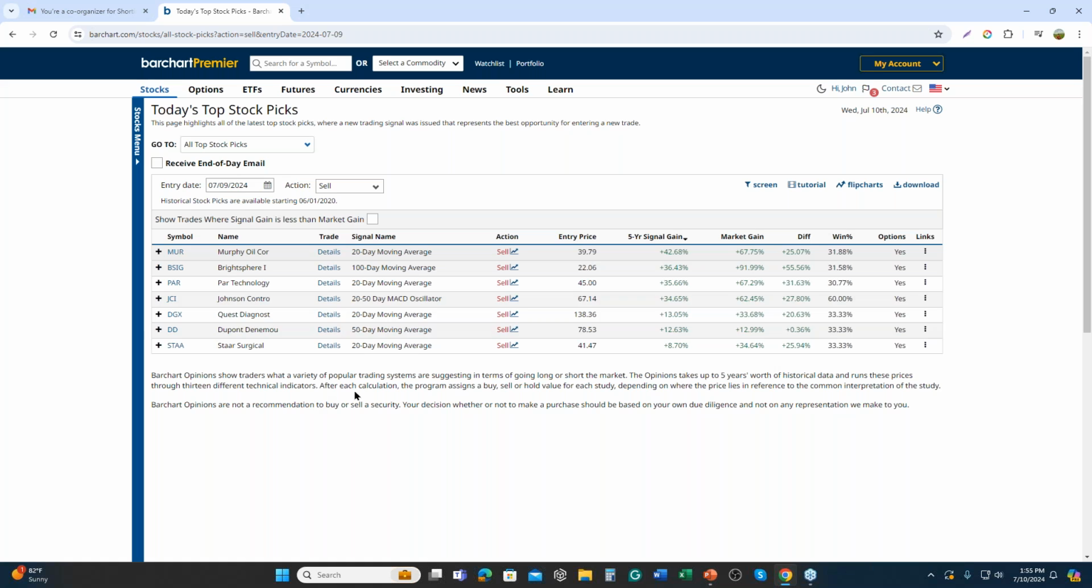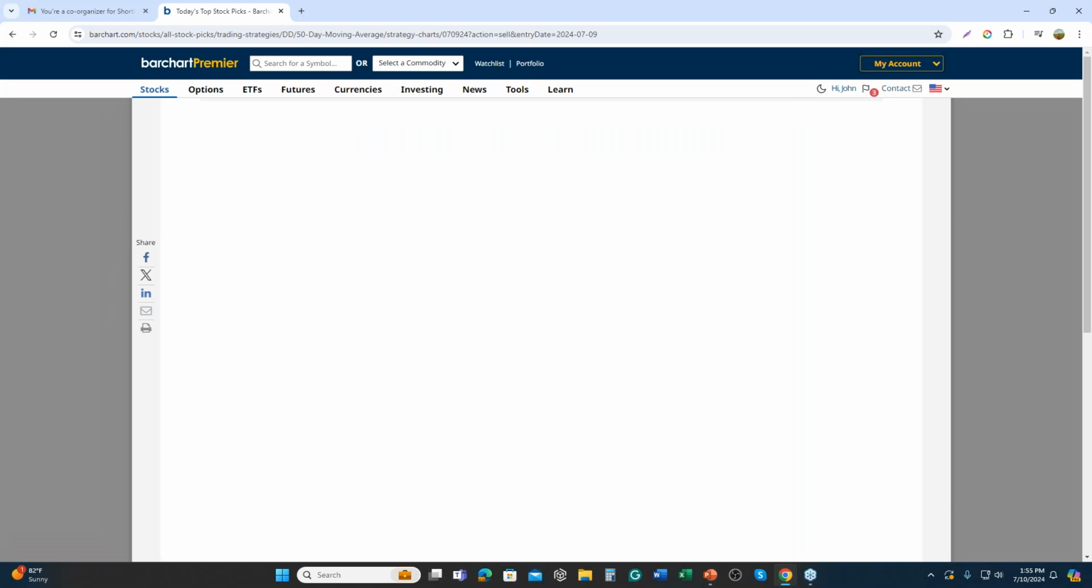But again, what I might do here is, first of all, you can go right to the chart here where it says by this little arrow here, and you're going to see the 50-day moving average on your chart, and you can see what the price is doing.